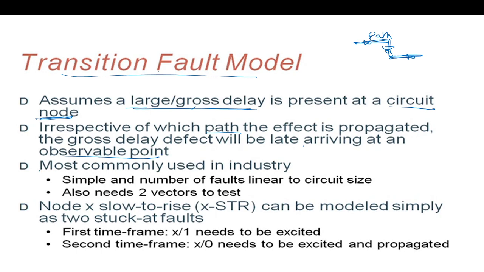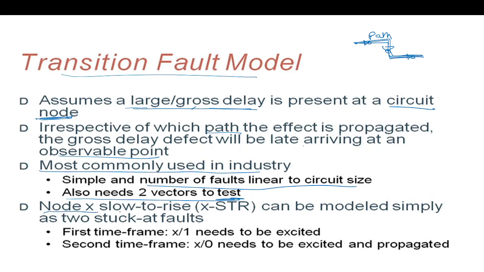So this is most commonly used, and the number of faults is now linear because for every circuit node only we are going to consider a larger delay. So the number of gates with respect to the number of circuit nodes is going to be linear. And also two vectors are needed to test as before. So now here we will have slow to rise or slow to fall delays.